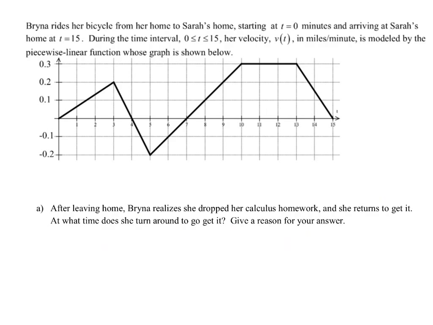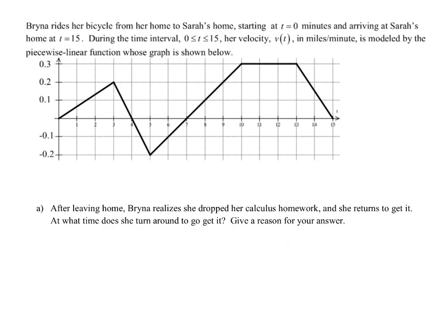All right, our first example. Brina rides her bicycle from her home to Sarah's home, starting at t equals 0 minutes, and arriving at Sarah's home at t equals 15. During the time interval 0 to 15, her velocity, v of t, in miles per minute is modeled by the piecewise linear function whose graph is shown below.